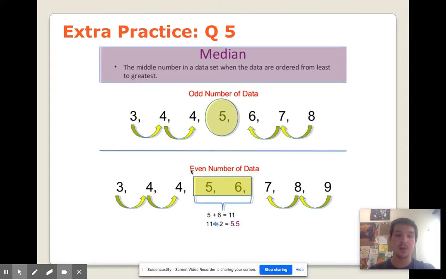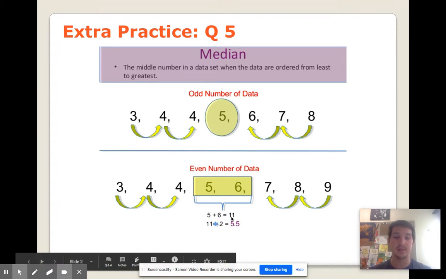So now let's think about it if we have an even number of data points, okay? So the middle two numbers in this data set to find the median are 5 and 6. So what we have to do is add these numbers together. So 5 plus 6 is 11. 11 divided by 2 is 5.5. So our median in this data set is 5.5.